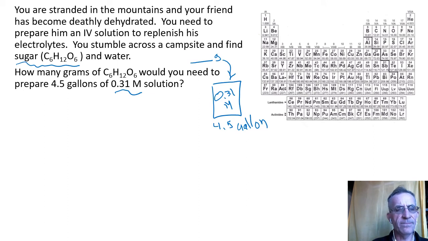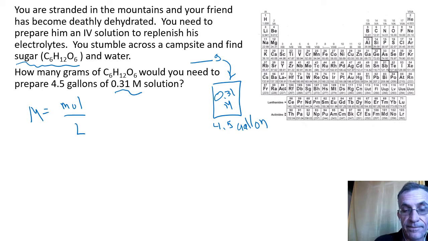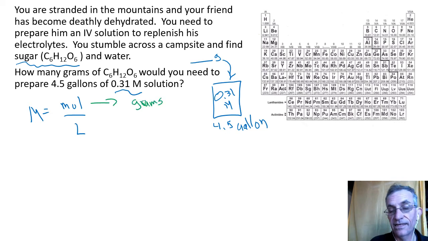Now, I know I need 0.31 molar. This question involves molarity, right? Molarity is moles over liters. So what I need to really figure out, kind of like we did a minute ago, is how many moles of sugar we need. Because once we know how many moles of sugar we need, we can see how many grams that is. Because you can go from moles to grams with your periodic table. All right. So to figure out how many moles we're going to use, we have the molarity, oh yeah, it's going to be 0.31.